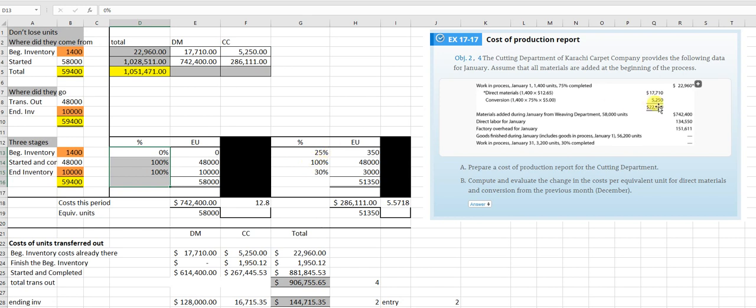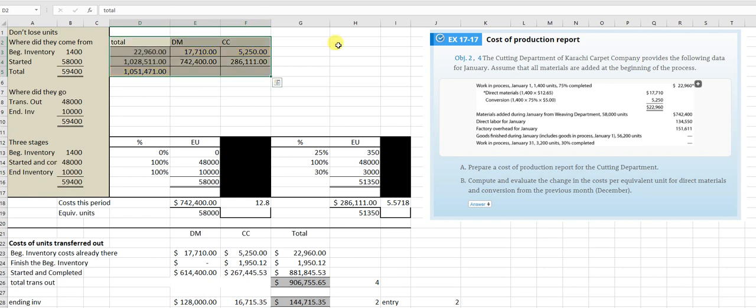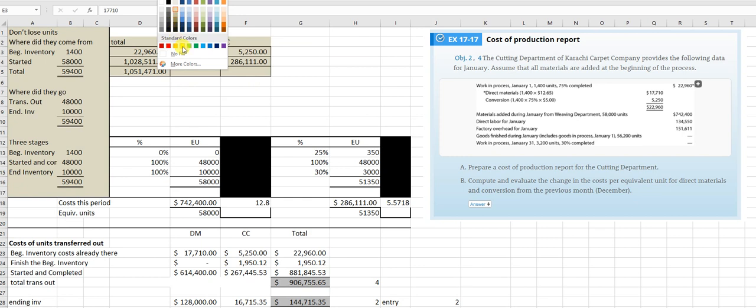All right, so now I have 17,710 for my direct materials cost, so I'm going to add that in there. And 5,250 for my conversion costs. Again, this part up here that I'm doing, and these little cells that maybe I'll highlight a very ugly shade of green, the only reason I'm doing these is so I don't lose units. So far I've got my beginning inventory conversion costs and my beginning inventory. That's all I'm doing.